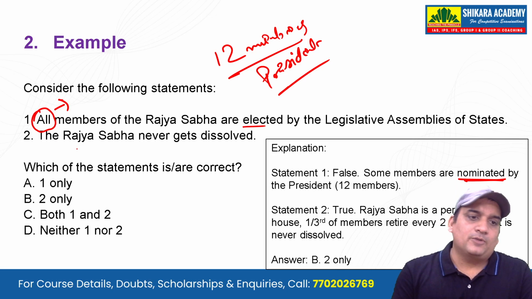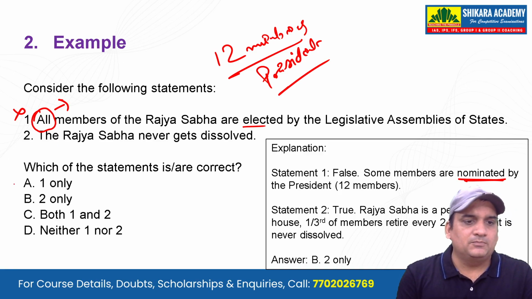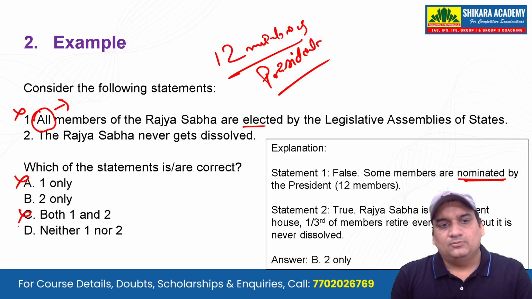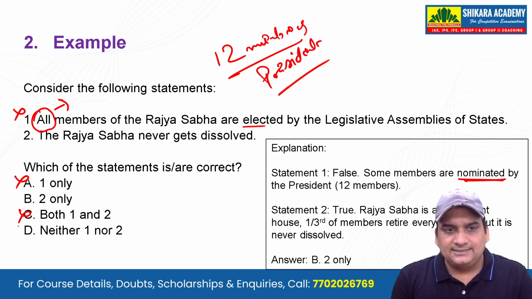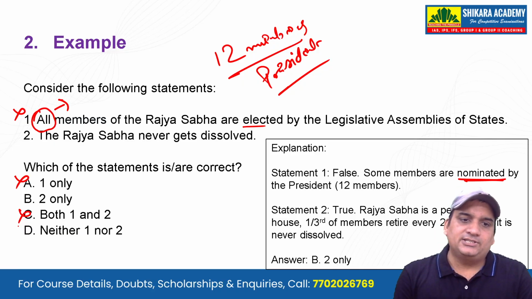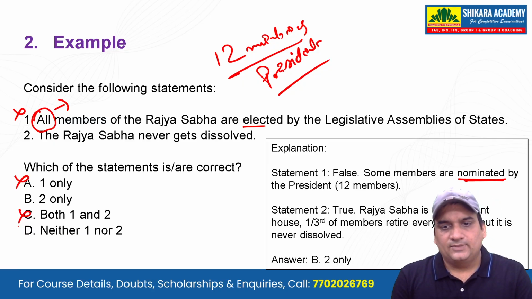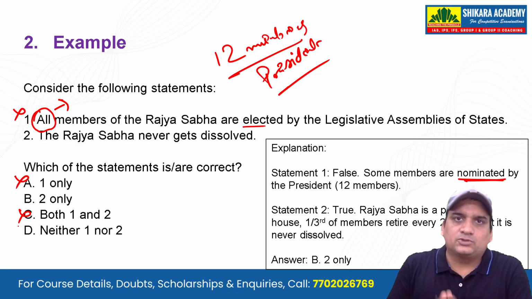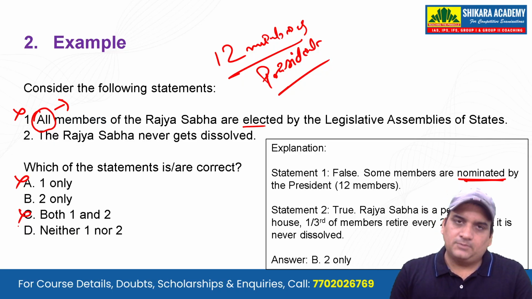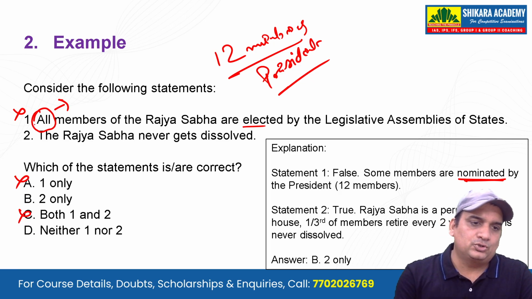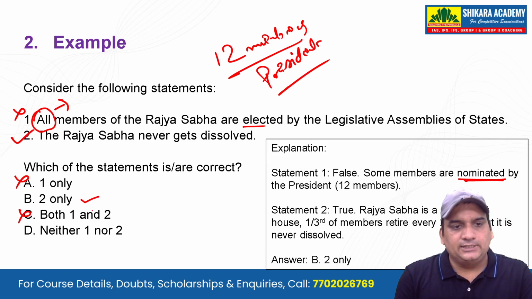So if the president is nominating 12 members, that means option number 1 is wrong. If option number 1 is wrong, you'll be left with 2 only, or neither 1 nor 2. Let's see the second. The Rajya Sabha never gets dissolved. Okay, obviously Rajya Sabha is permanent. After every 2 years 1/3 of its members retire, but it's never dissolved. Lok Sabha can get dissolved, but Rajya Sabha not. So 2 is correct.